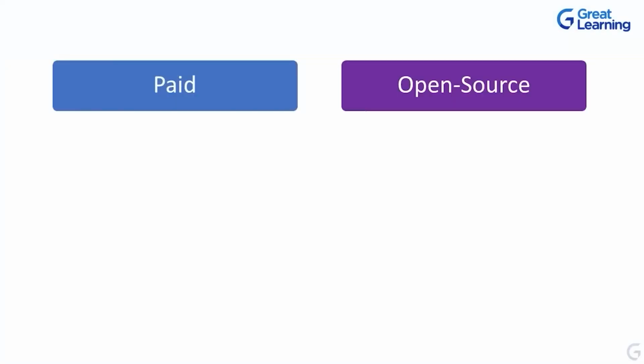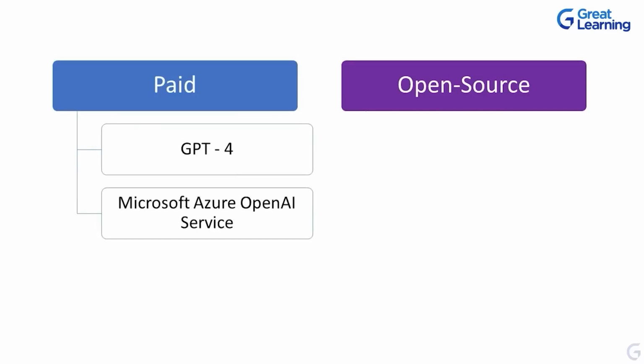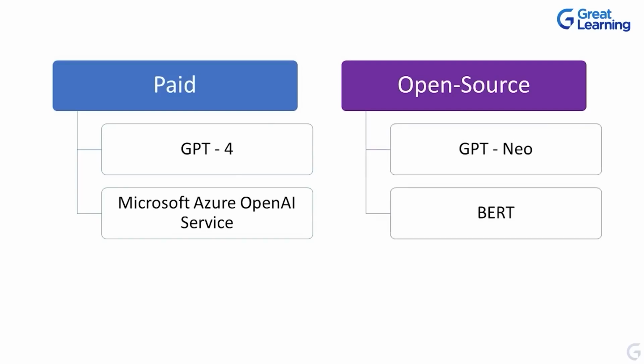However, there are paid and open source LLMs as well in the market. Based on your usage and budget, you can explore them. Some paid LLMs are GPT-4, 4o, Microsoft Azure OpenAI services, etc. And open source are GPT Neo, BERT, etc. Let's see how LLMs are revolutionizing the world of AI.